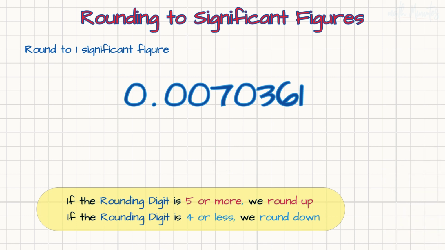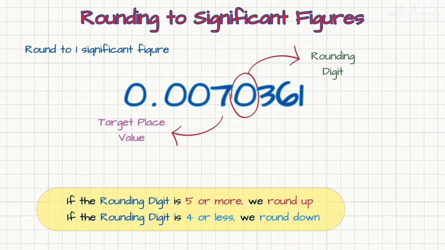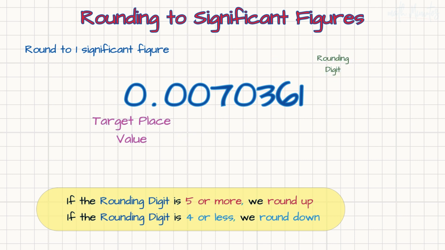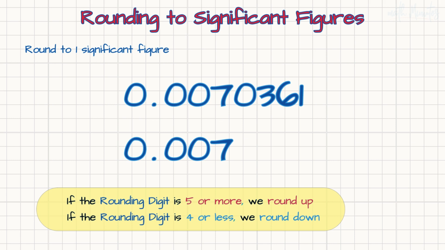As we're rounding the number to one significant figure, the last digit that we keep is the first significant figure, and so the rounding digit is to the right of this and is the second significant figure, which is the 0. Since 0 is smaller than 5, we round the number down. So the target place value stays the same, and the number rounds down to 0.007.